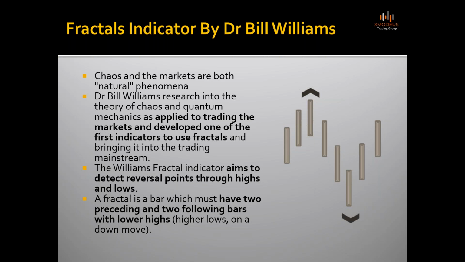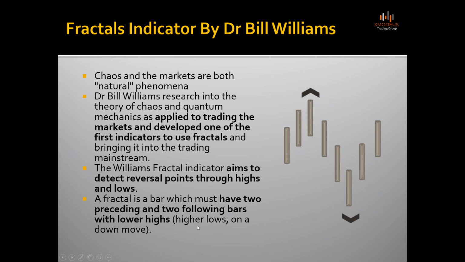And actually, right in front of your eyes now is the pattern. You will see this pattern over here, and the two arrowheads are the identified fractal points. So what does this fractal indicator aim to detect? It aims to detect reversal points through the highs and lows. You can see here, these are the highs and these are the lows. And there's a rule for how these highs and lows become a fractal. Basically, a fractal is defined as a bar which must have two preceding and two following bars with lower highs, higher lows on a down move.